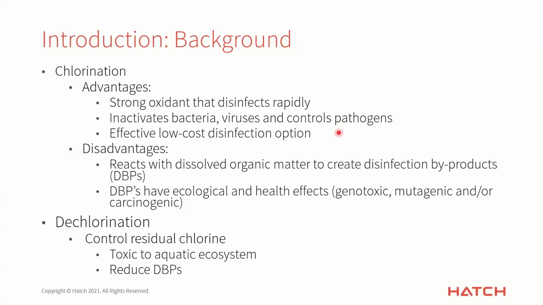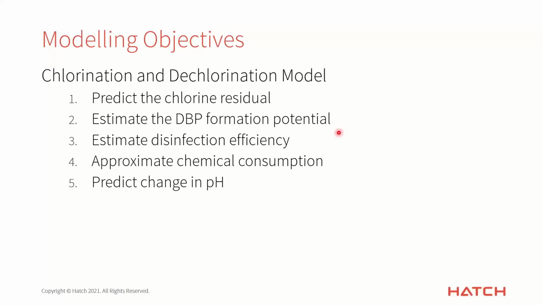And then dechlorination is basically just used to control residual chlorine. This is because chlorine can be very toxic to the aquatic ecosystem, like fish and plant life. And as well, we want to try to reduce disinfection byproducts, and we can use dechlorination to do that because the disinfection byproducts are very toxic to human health.